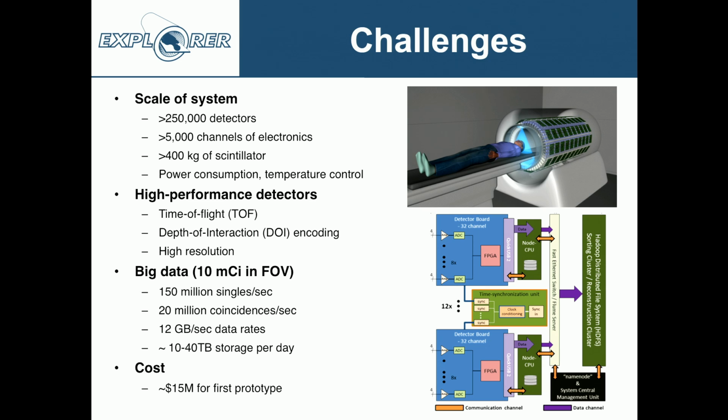So we're at a complexity level that's at least an order of magnitude higher than with current systems. And then if we're going to have this high sensitivity, we'd really like technology that can take advantage of that. So we'd like to have good time of flight and depth encoding information, and I'll explain why in just a little while. And if we've got better counting statistics, we can also anticipate being able to push to higher spatial resolution for some applications as well.